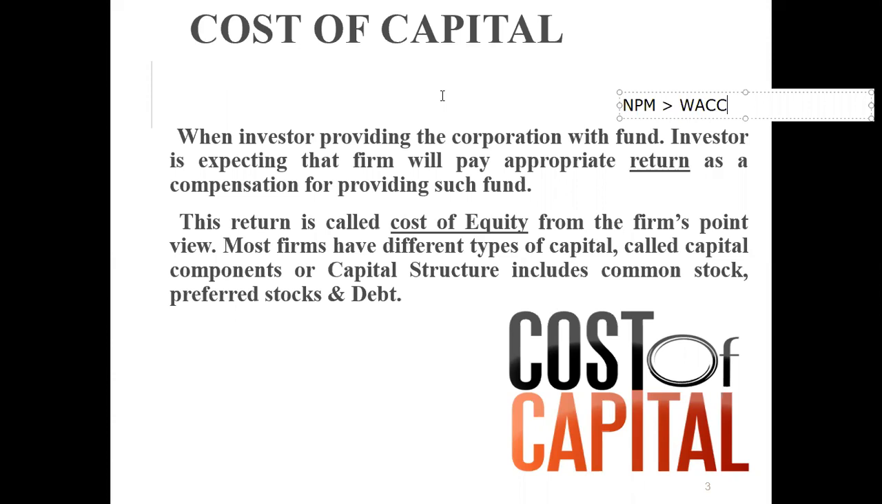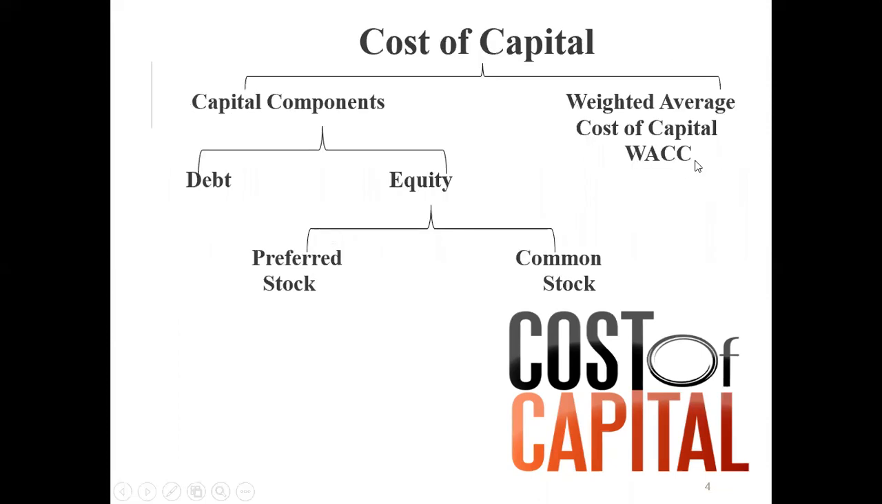And here we have to look at two points: the return is called the cost of equity. What is the cost of financing these assets? So from the point of view of the firm, this is what we call the cost of equity. Most firms have different types of capital. As we said before, capital structure consists of common stock, preferred stock, and debt. So let's see how we can find the cost of capital.